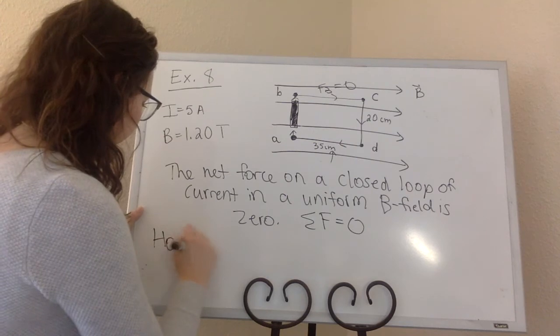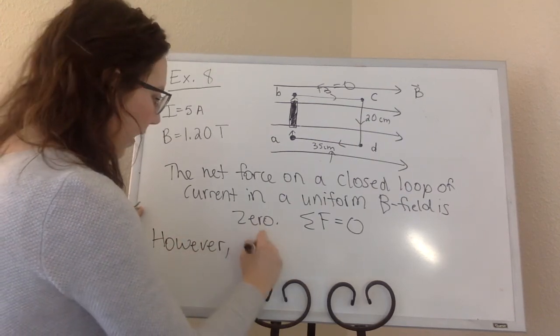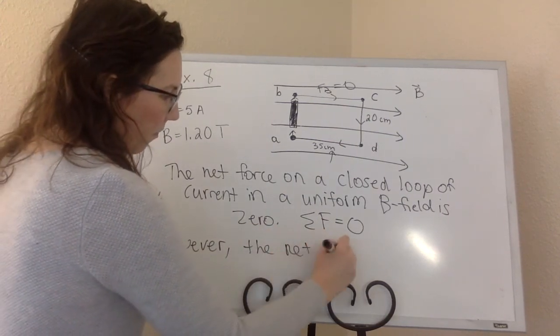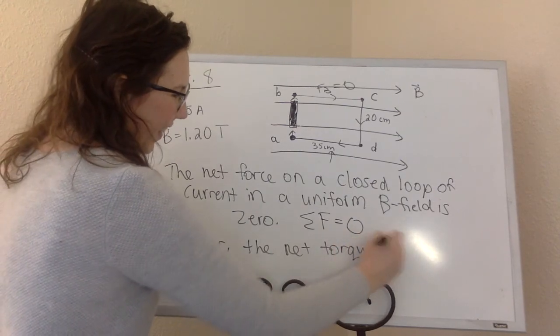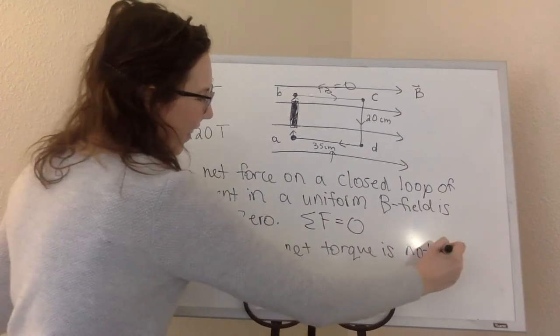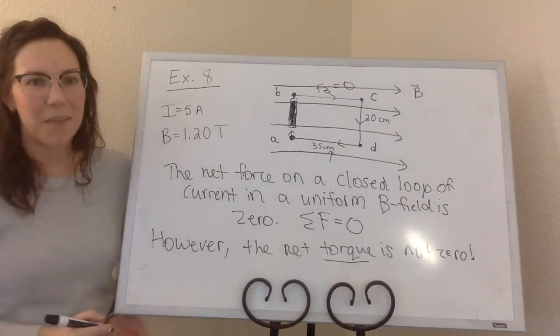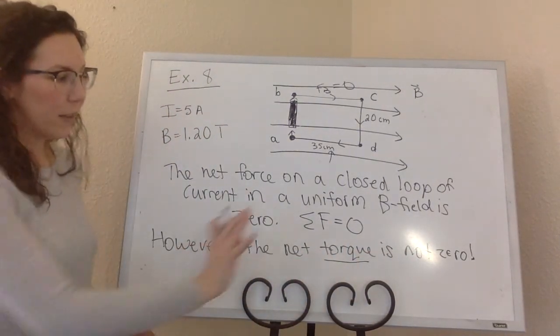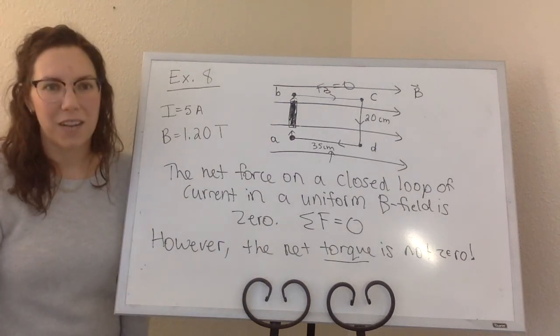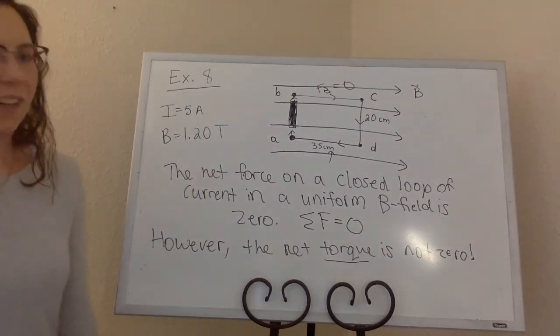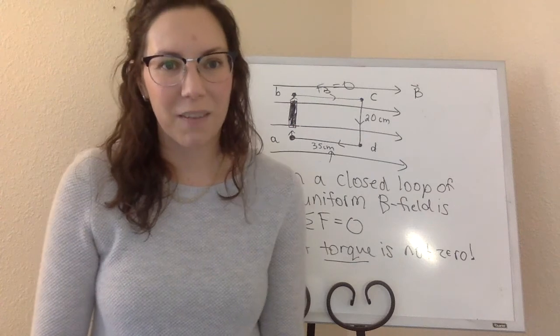However, the net torque is not 0. And we haven't looked at torque yet, but it's coming in the next module. And this torque means that there will be a rotation. So there will be a rotation of this closed loop of current in the magnetic field.